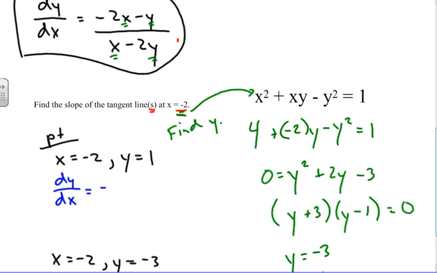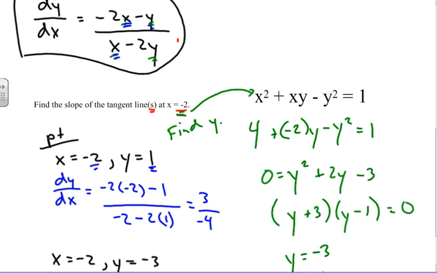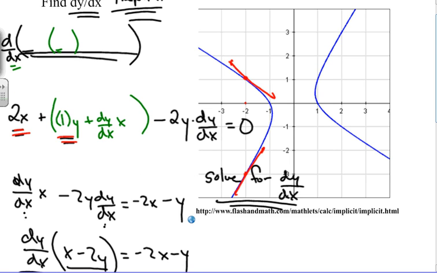We have negative 2 times negative 2, so I'm plugging my x right into here, minus our y, which is in this case 1, over negative 2, which is my x, minus 2 times my y, which is 1. We have 4 minus 1, which is 3. We have negative 2 minus 2, which is negative 4. So negative 3/4 is our slope for the top function. Does that make sense? Yeah, our slope's going down, so that makes sense.